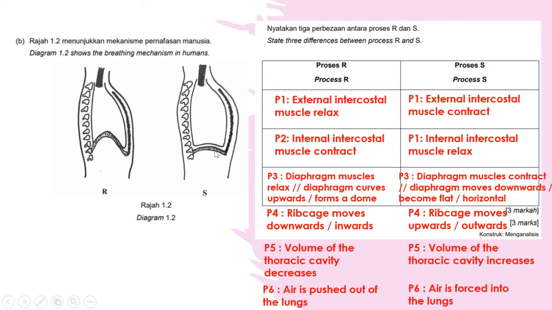For S here, air is forced into the lung. Okay, so at last one, you can write process R is exhalation, and process S is inhalation. That is the other point. You can choose 3 points from all these suggested answers, or you can write more than 3. Make sure you write 3 because there are 3 marks allocated. That is question number 1B.